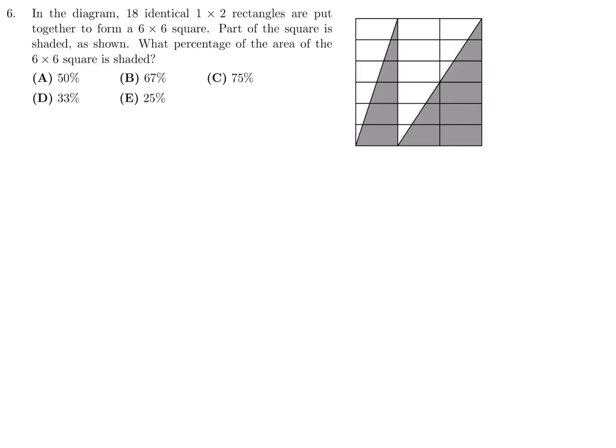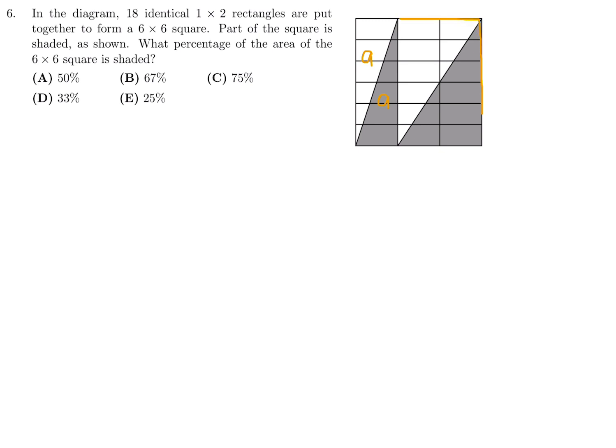In the diagram, 18 identical 1 by 2 rectangles are put together to form a 6 by 6 square. Part of the square is shaded, as shown. What percentage of the area of the 6 by 6 square is shaded? Okay, well, they've drawn a line from one end to the other. So what that essentially does is it splits that box into half. So if this is A, this is also A.